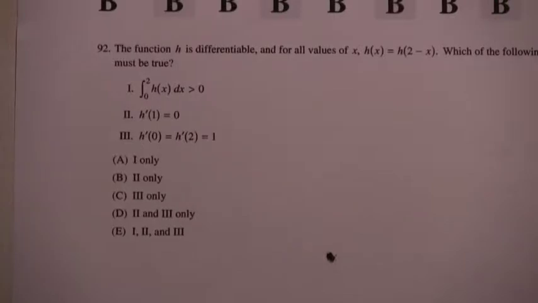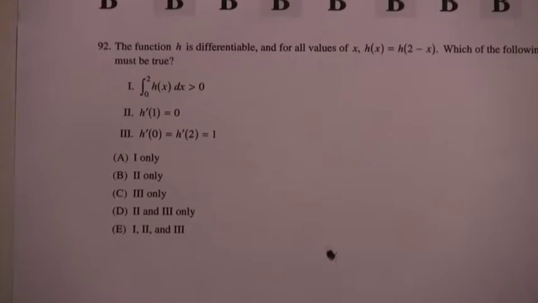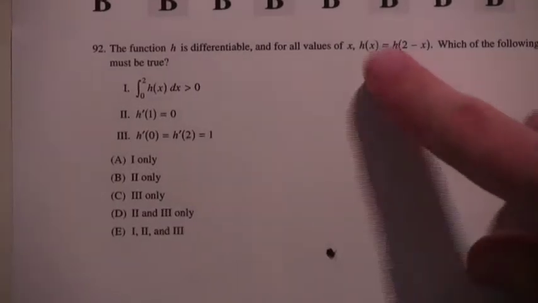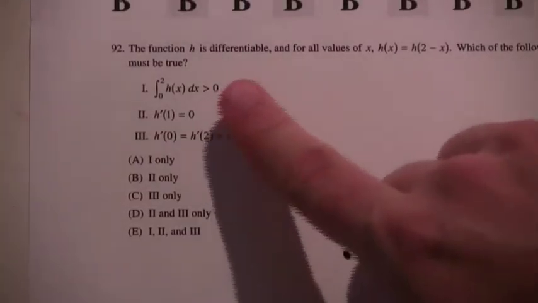Well, let's go through these. I'm not too sure why any of them need to be true. Well, it's lucky then that there wasn't a choice where none of them have to be true, because maybe you would have answered that. But why don't you sketch a function that as best you can satisfies this: h of x equals h of 2 minus x.